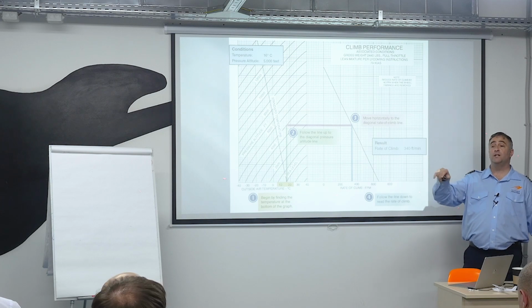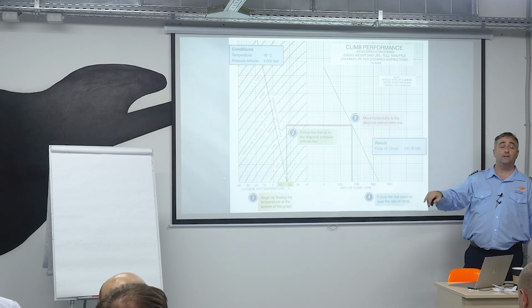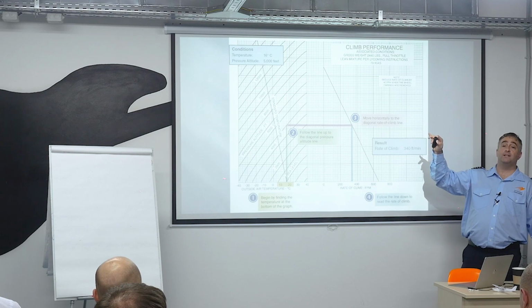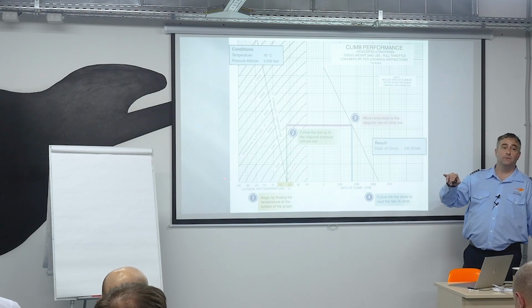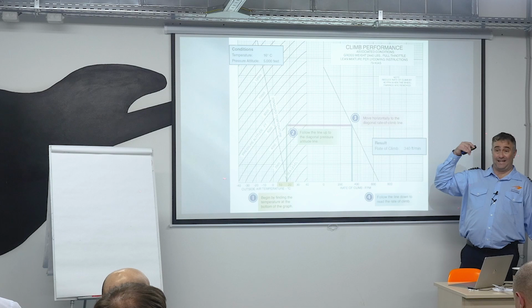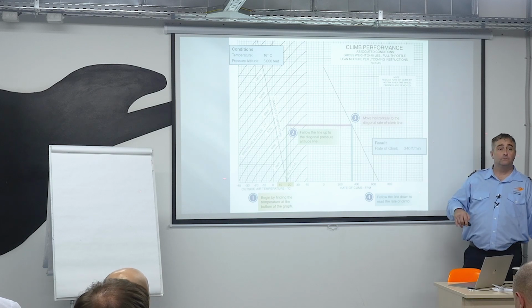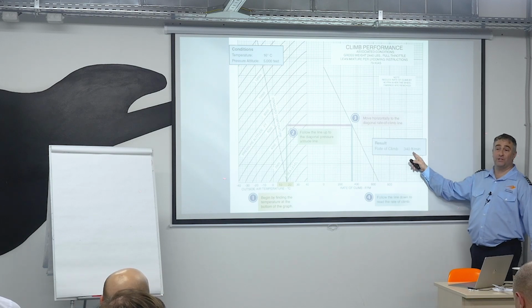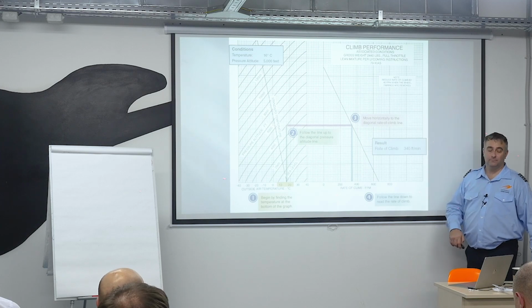And service ceiling is when I can still climb at least 100 feet per minute. Absolute ceiling means I can't climb any more at all. But I'm still climbing, just not very quickly. Okay?